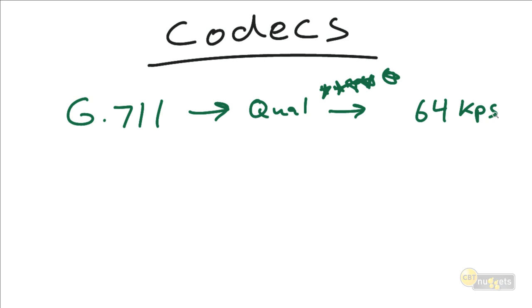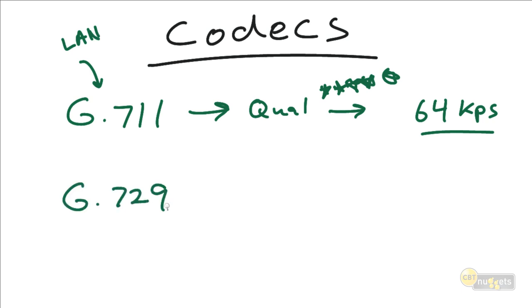Now, you might look at that and say, well, in our environment, no problem. Well, no problem certainly for the local area network. That's where we tend to see G.711 implemented, in the LAN where bandwidth is plentiful. But what if we're in a WAN environment and we've got to send a lot of calls over the wide area network? Like I said, in this particular environment, bandwidth might be precious. Well, we could turn to something like G.729.